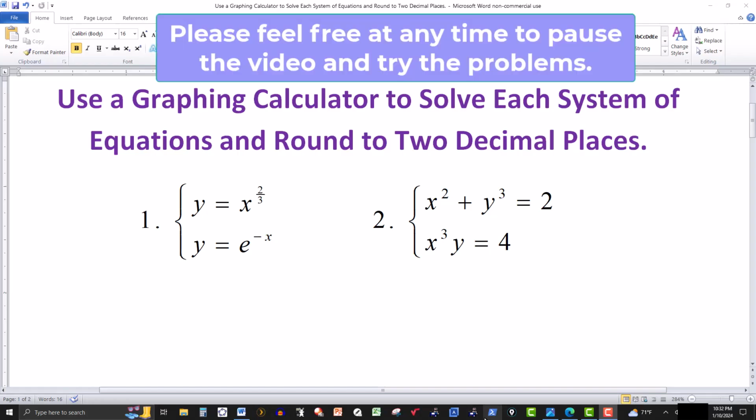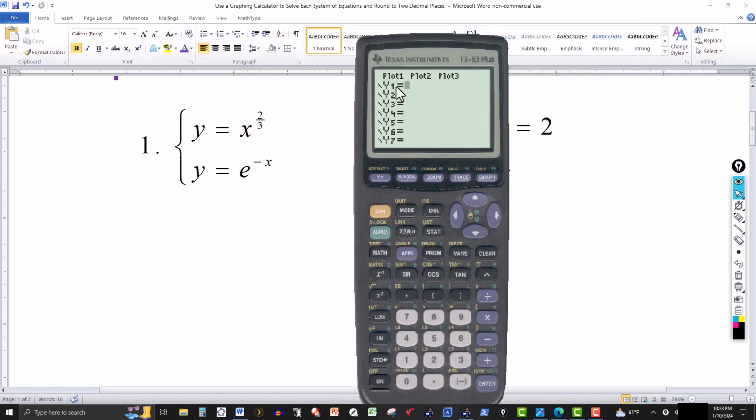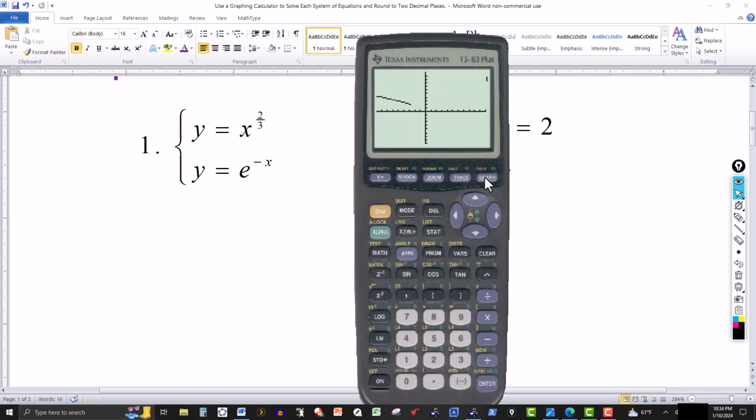In this video, we'll be solving two systems of equations using a graphing calculator. So here's your graphing screen. X to the 2/3 will be your y1. E to the minus x will be the y2. This will be x taken to the 2/3 power, I'll put this in parentheses here, and into the exponential e, that's to the minus x. And then we're going to graph this.